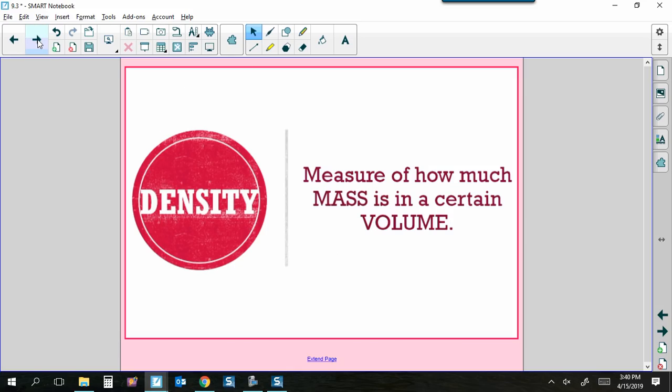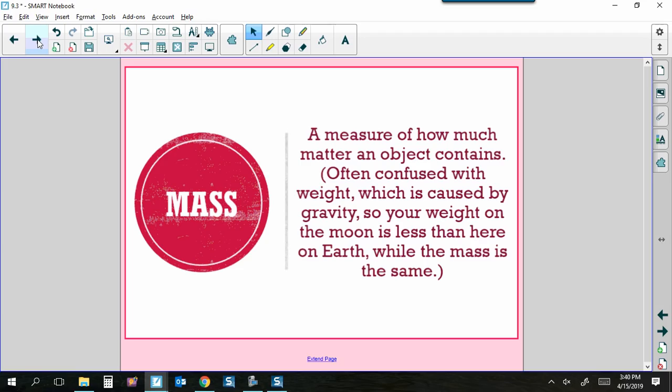What is density? It is the measure of how much mass is in a certain amount of volume. So we're going to be comparing two different things together to find our density. What is mass? Mass is the measure of how much matter an object contains.